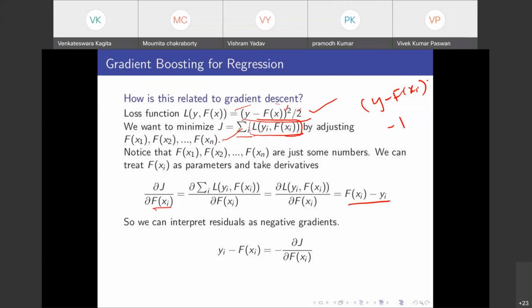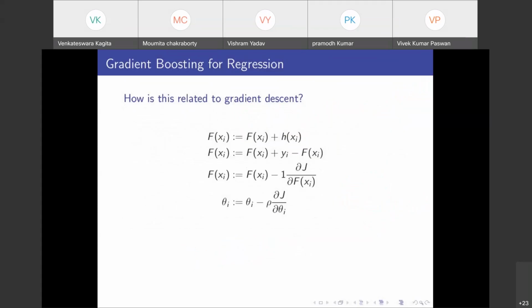So we can interpret the residuals as the negative gradients. Isn't it? So this is the gradient. If you take the negative of the gradient, minus of this, what would you get? yi minus f of xi. So isn't it the residual? Right. So that is equivalent to the residual. So the negative gradient is equivalent to the residual. Right. So f of xi is updated to f of xi plus h of xi.